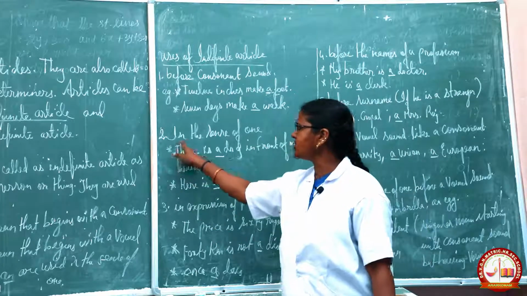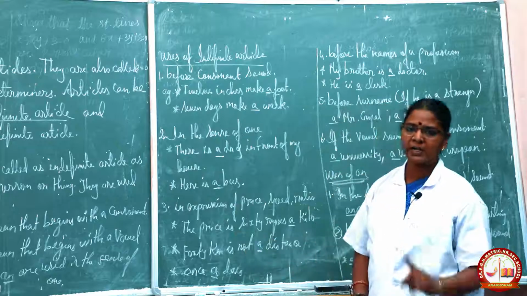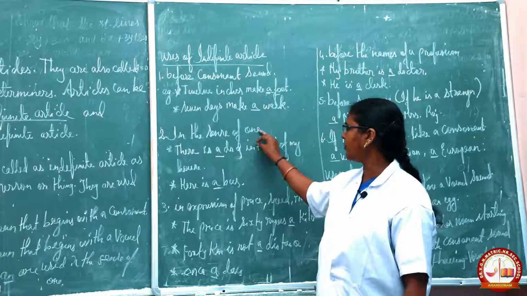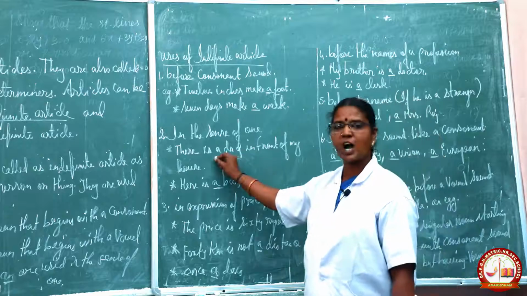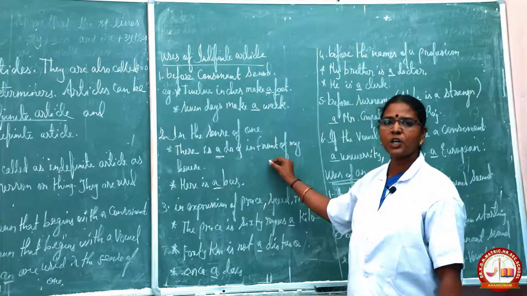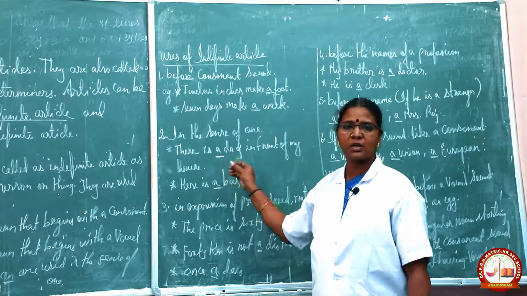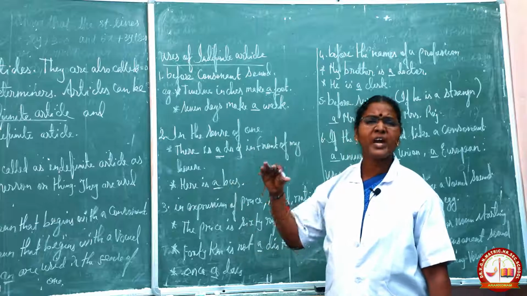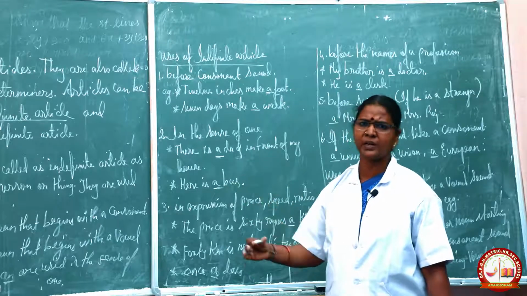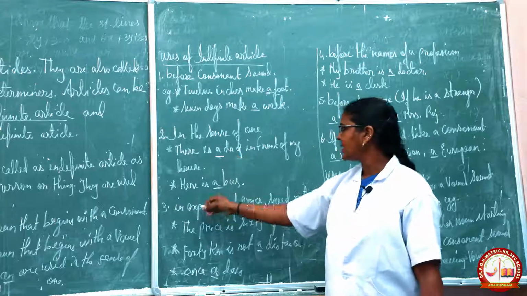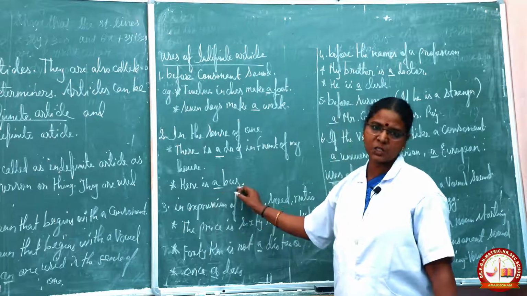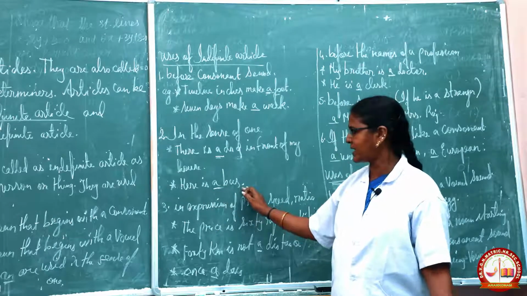Next, a is used in the sense of one. For example, there is a dog in front of my house. Here, a dog refers to any dog. It's not a specific one. It denotes any dog. So here a dog begins with a consonant. Here is a bus. So here bus also refers to any bus.